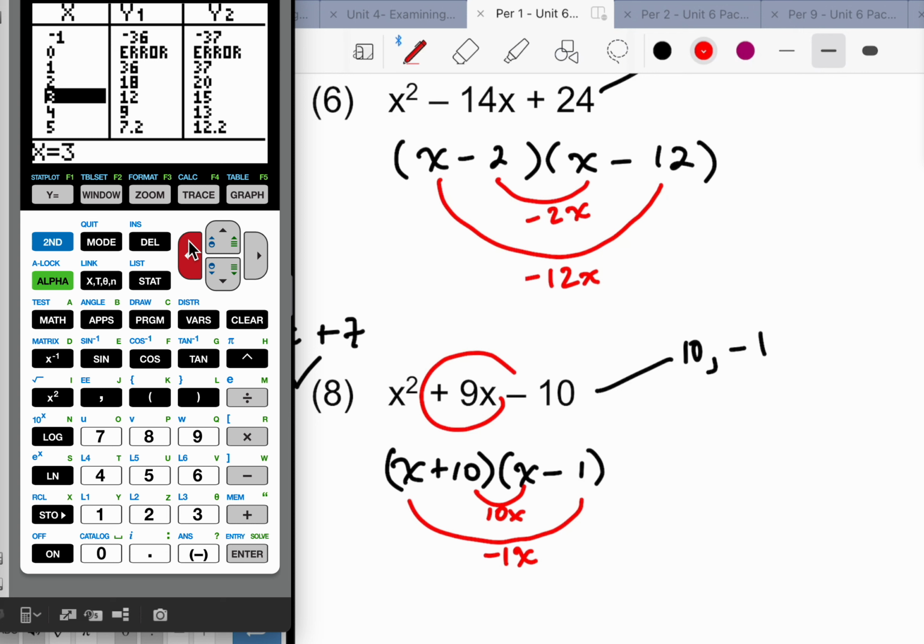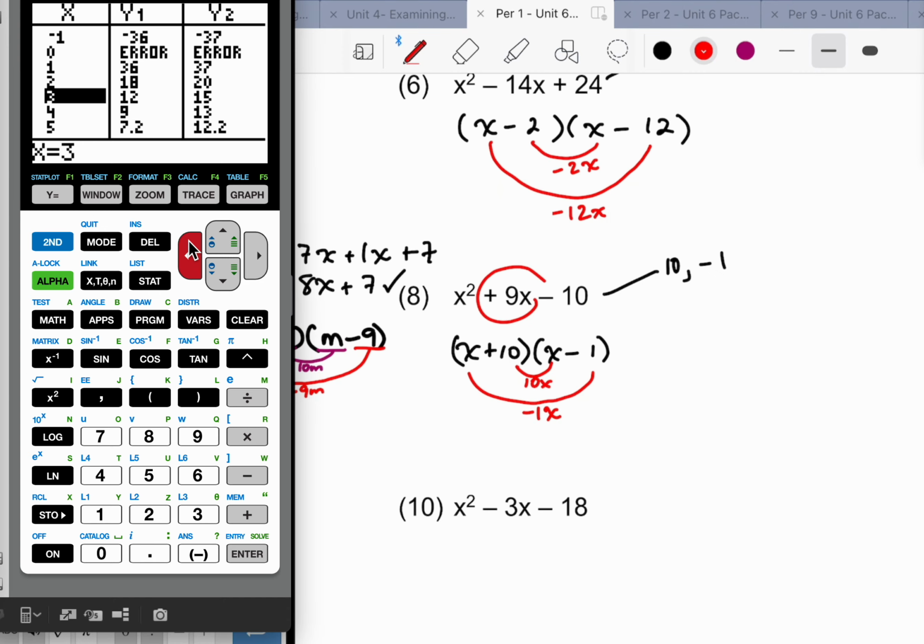It's like trial and error with intelligence. We are running through different possibilities, but you start eliminating the absurd cases. I wouldn't look at 40 and 1/4 as a possible pairing, because my middle term isn't fractional. If my b value is small, my factors should be pretty close together. If my b value is large, my factors should be pretty far apart.